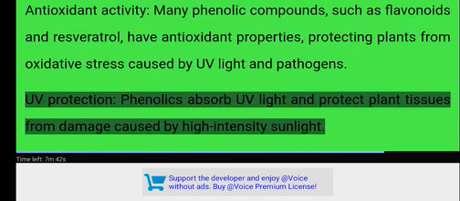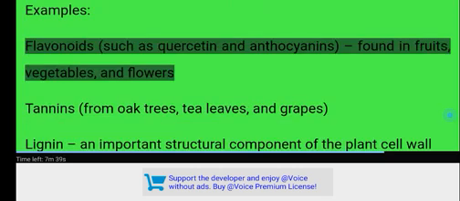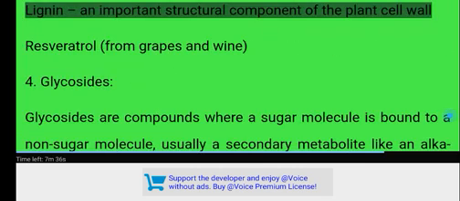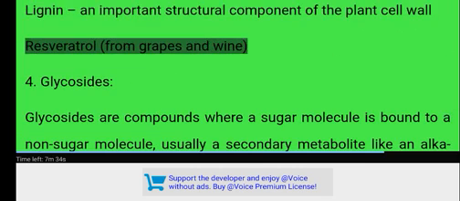Phenolics absorb UV light and protect plant tissues from damage caused by high-intensity sunlight. Examples. Flavonoids such as quercetin and anthocyanins, found in fruits, vegetables, and flowers. Tannins from oak trees, tea leaves, and grapes. Lignin, an important structural component of the plant cell wall. Resveratrol from grapes and wine.